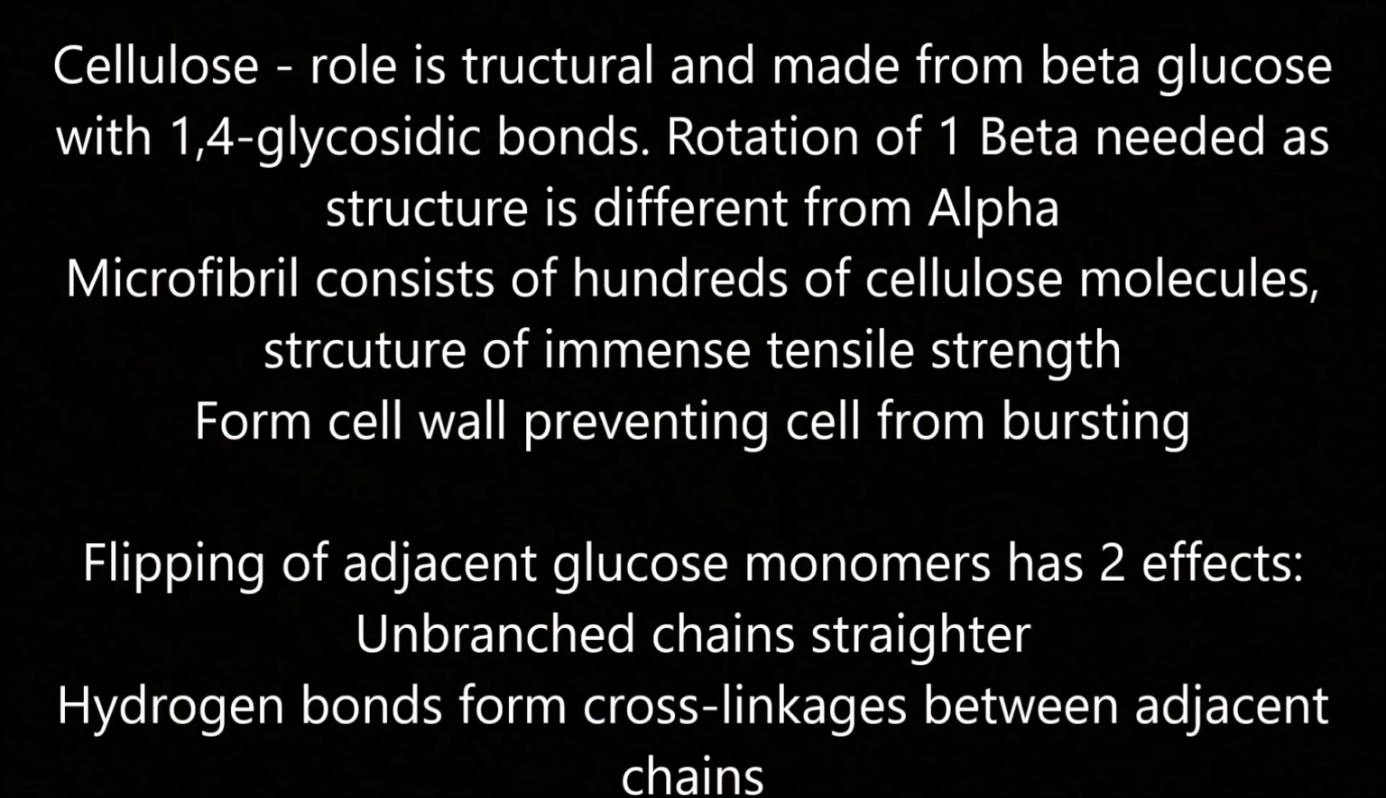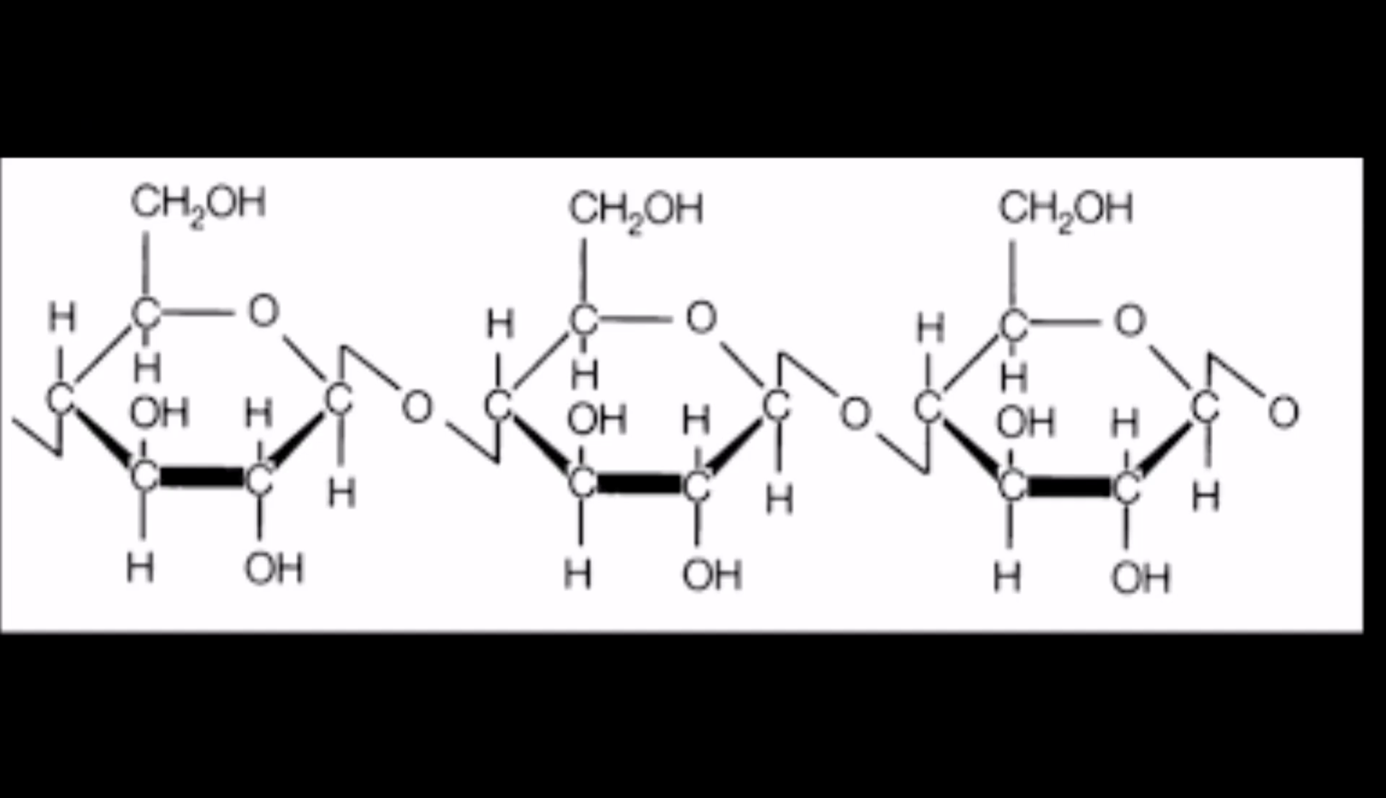Cellulose has a structural role and is made from beta glucose with 1,4-glycosidic bonds. The rotation of every other beta glucose gives a different structure from alpha. A microfibril consists of hundreds of cellulose molecules, a structure of immense tensile strength. They form a cell wall preventing the cell from bursting. The flipping of adjacent glucose monomers has two effects. The unbranched chains are straighter, and hydrogen bonds form cross linkages between adjacent chains. Here's an example of the cellulose molecule.